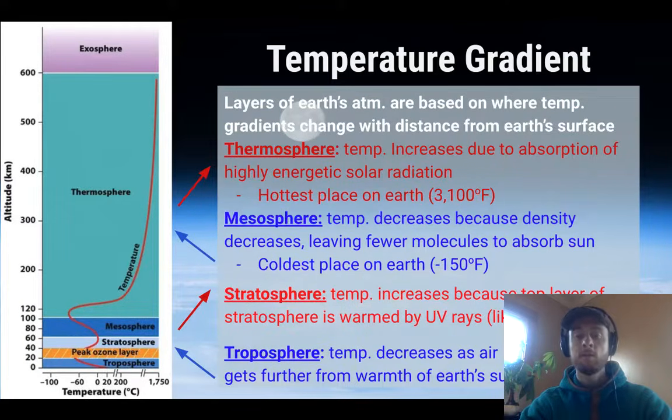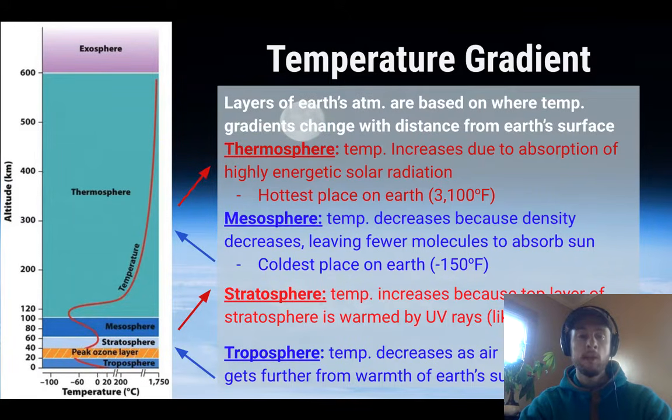Then we get to the thermosphere, where we're getting closer and closer to the sun, and because this layer is absorbing some very high energy UV rays and X-rays, this is going to cause it to heat up dramatically, up to temperatures as high as 3,100 degrees Fahrenheit.